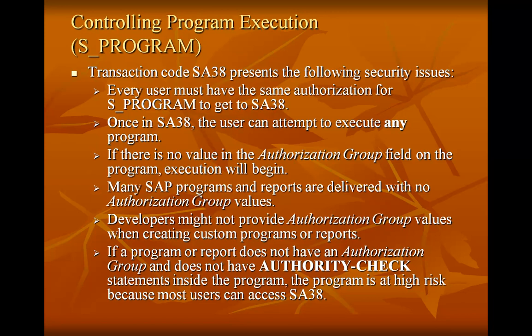Let's say you have access to SA38 and the program is not assigned to any authorization group, but you can still put security on the program if there is an authority check statement written in the program. And what does this authority check statement do? The authority check statement is written on authorization objects. So technically it means, whatever authorization object is used for the authority check, the users need to have access to those objects.